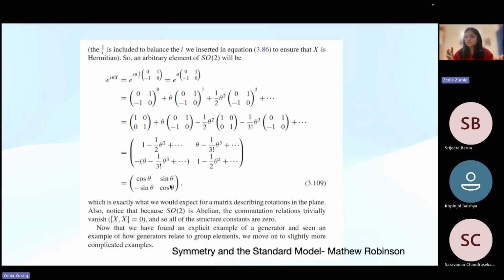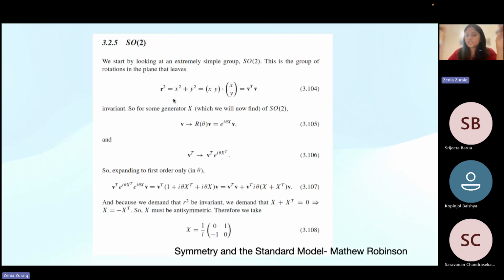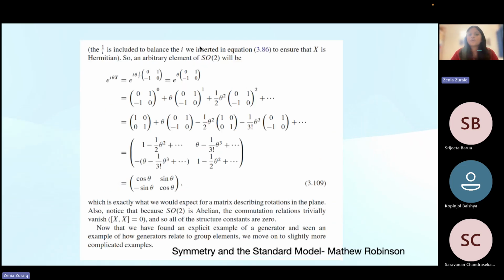So using the generator approach, because we know that rotations do not change the magnitude of the vector, they keep the magnitude invariant, using that fact you are able to define the generators. From the generators, you are able to generate the group. That's the whole point, right? Just by putting the generator in the exponential, you are able to find out what the elements of the group are.